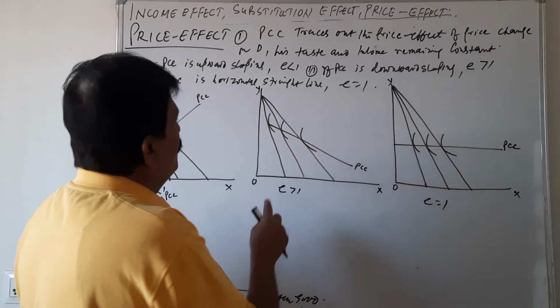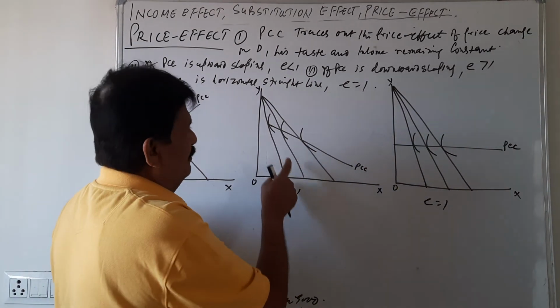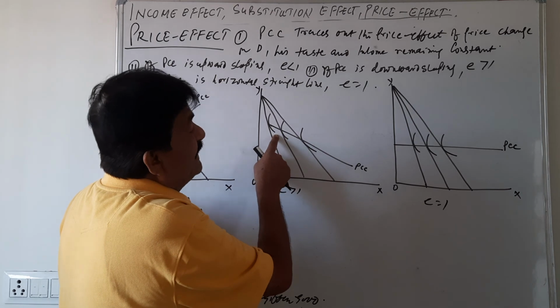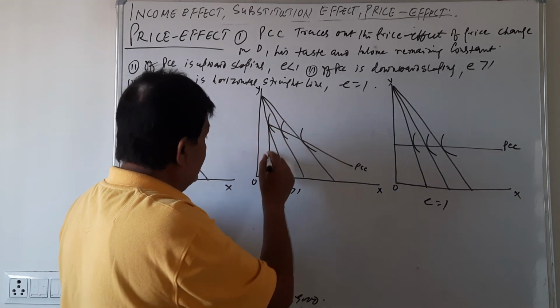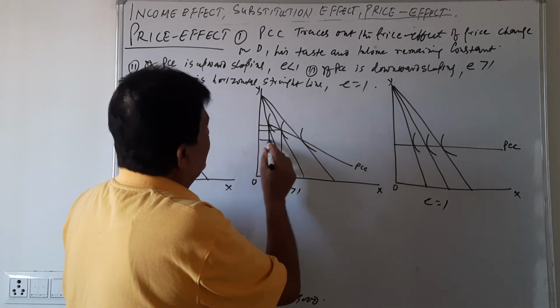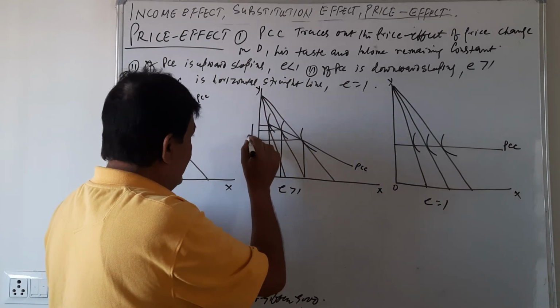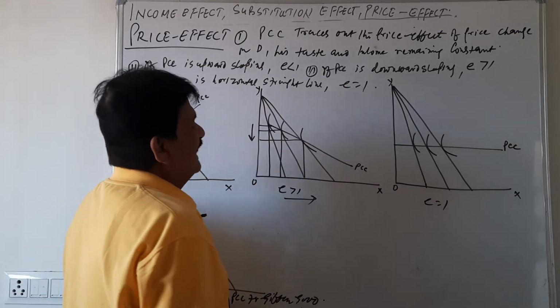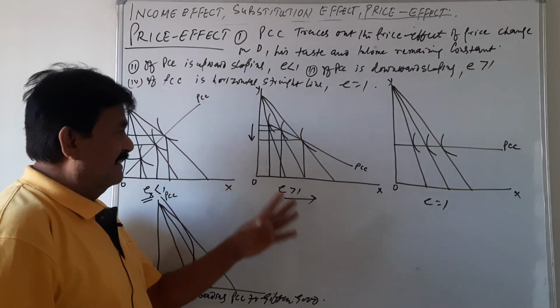In this case, when the price of X has reduced, what has happened? The consumer is increasing the consumption of commodity X and diminishing the consumption of Y. Look what is happening: gradually the consumption of X is increasing and the consumption of Y is diminishing. This says that commodity X is relatively elastic, its elasticity is greater than 1.